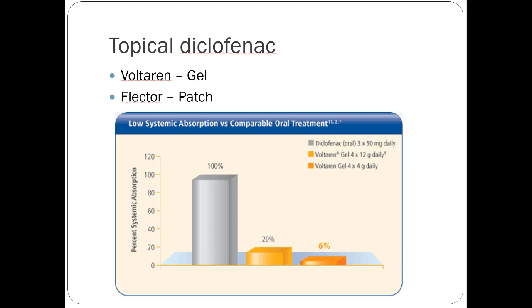The patch is going to be less easy to apply locally, and it's going to give you less utility as far as putting it over a joint and having it stay when it articulates, things like that. So I think the gel is just more convenient for the majority of patients. The gel is a newer product, but it is generic now, so I think it's come down in cost quite a bit.